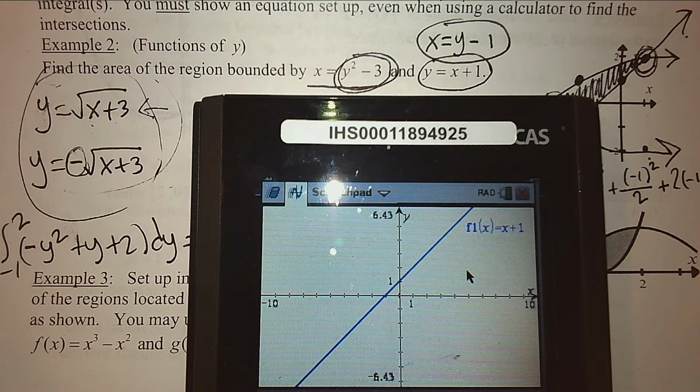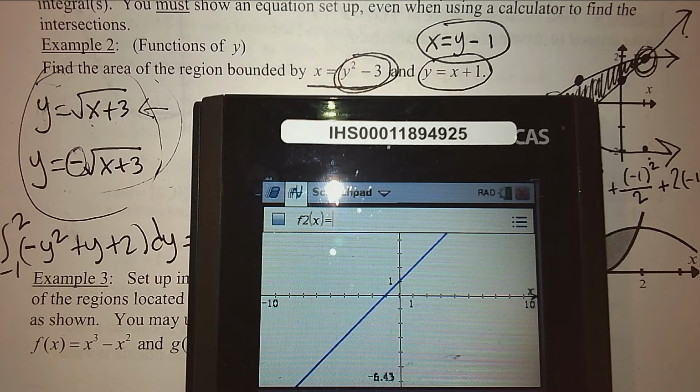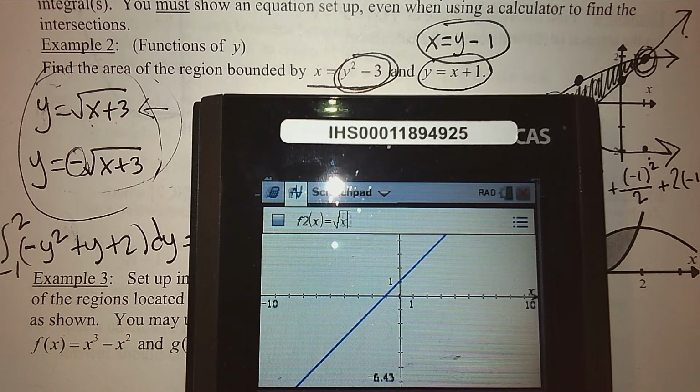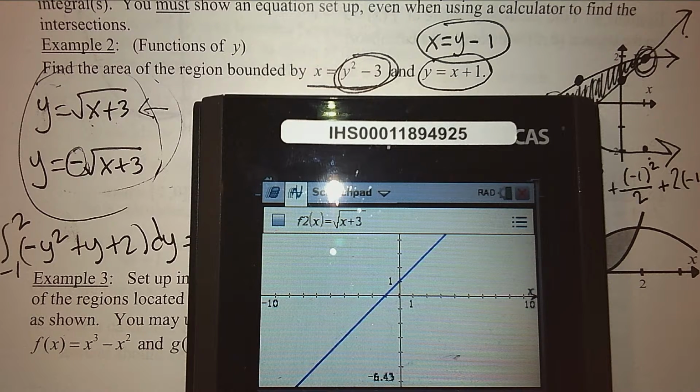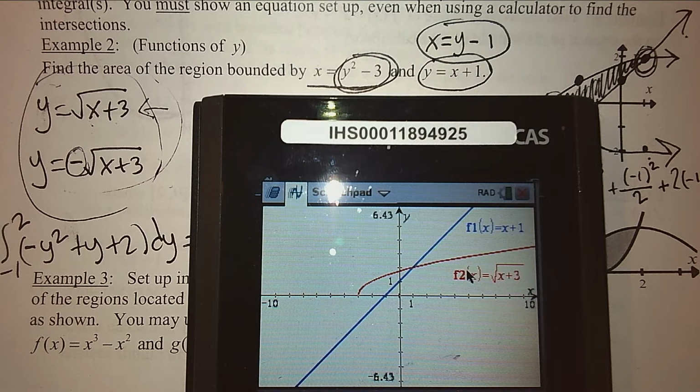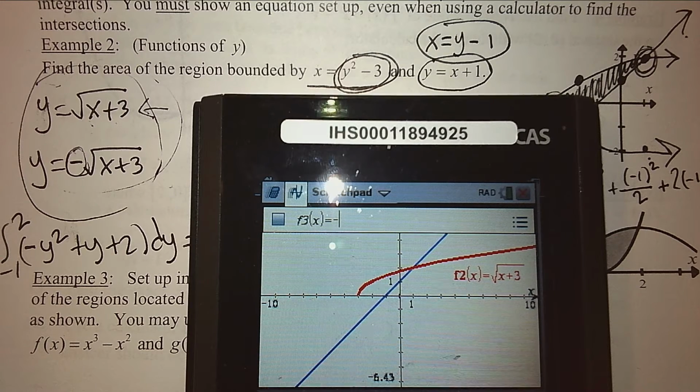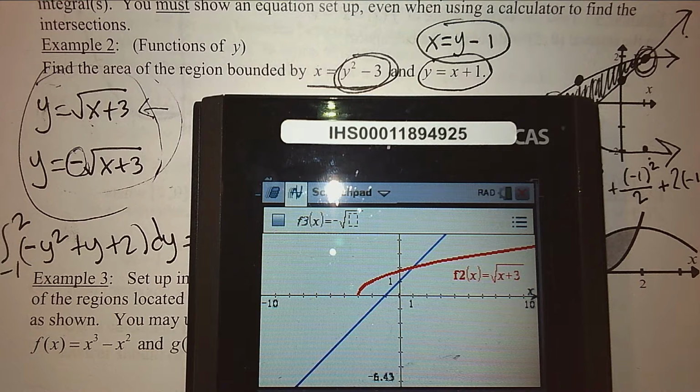So root is here, Control x squared. Oh, I need to press Tab first. Let's do it again. Control and x squared gives you the square root. That's x plus 3. It's good to practice this. There's 1. And then I'm going to press Tab again for a third one, and now it's going to be negative. That negative is not the subtract sign, it's the negative under the 3. Then Control and x squared, and again we're going to type in x plus 3, but with the negative in front. We're going to graph it.